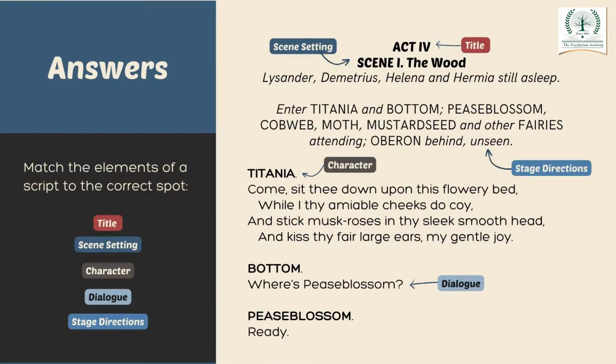Answers. Act 4, title. Scene 1, The Wood, scene setting. Enter Titania, Bottom, Peaseblossom, Cobweb, Moth, Mustardseed, and other fairies attending. Oberon behind, unseen: stage directions. Titania: character. Where is Peaseblossom: dialogue.